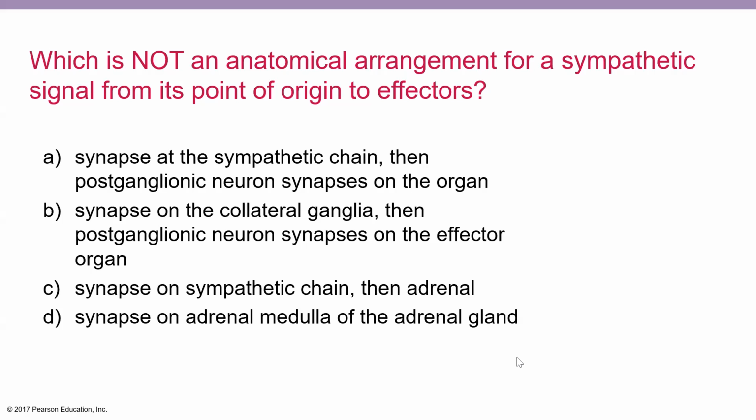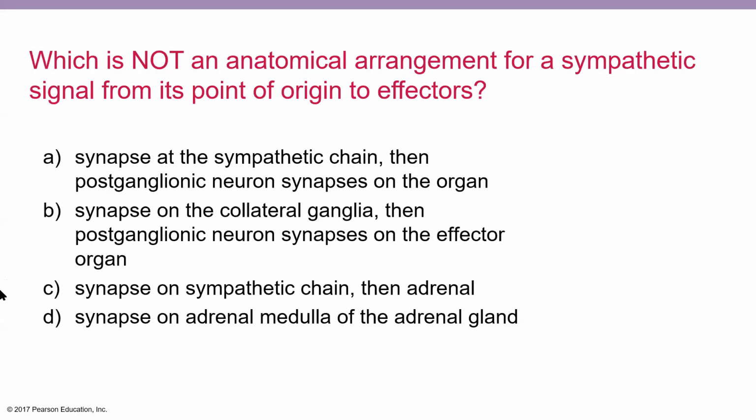So the other options, synapses at the sympathetic chain, then the postganglionic neuron synapses on the organ, so that's an option. That's the most common route. Synapses on a collateral ganglia, then our postganglionic neuron synapses on the effector organ. That is also one of our options, our second route for communication. And then D, synapses on the adrenal medulla of the adrenal gland, which we know is the third route of communication.